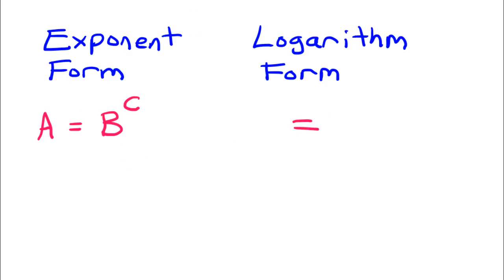Now focus on the base, the b. The base is the key to everything. So in logarithm form, you write your log, and then that base goes here. See how it's hanging low? It is a subscript. So log base b. Now the a and the c are basically going to switch places. So the c is going to come over here, and the a is going to come over here. So exponent form, log form.